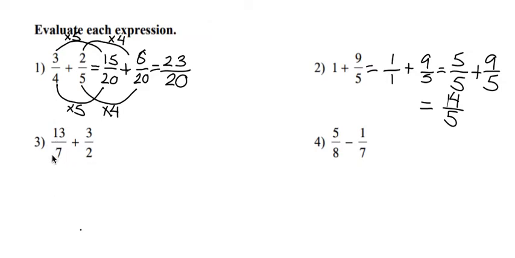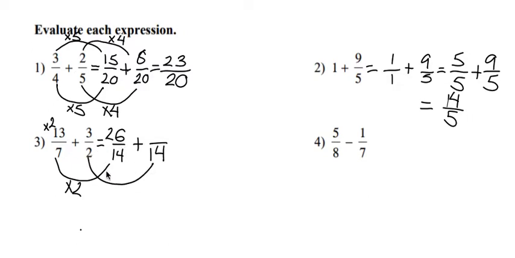Number 3, 13 over 7 plus 3 over 2. The least common denominator between these two fractions is going to be 14. The way we get from 7 to 14 is times 2. So we're going to do the same thing on the top. 13 times 2 is 26. The way we get from 2 to 14 is times 7. So once again, we're going to do the same thing on the top. 3 times 7 is going to be 21.